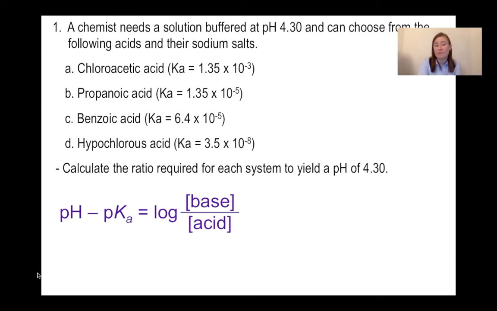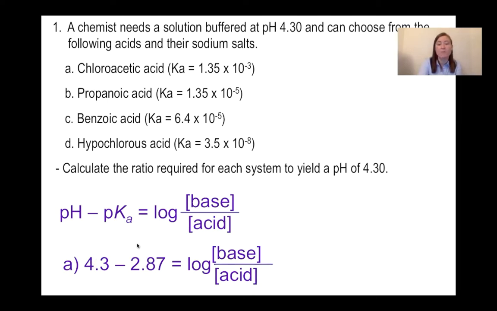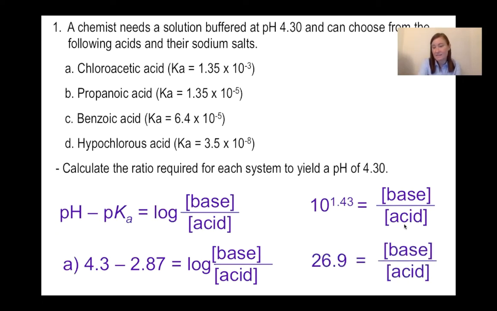We know that we want a pH of 4.3. We can do the pKa. So we've got the pH minus the pKa. For the case of chloroacetic acid, when you take the negative log of this number, you get 2.87. So we've got 4.3 minus 2.87. That equals log of the concentration of base over acid. So to reverse the log, we take 10 to the power of both sides. So 10 to this difference, which is 1.43, equals the ratio of base to acid. So we've got a ratio of base to acid of 26.9.